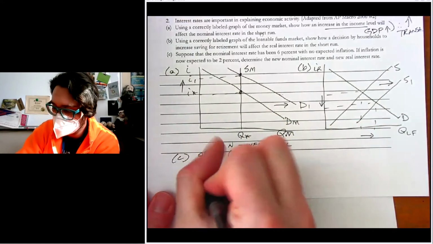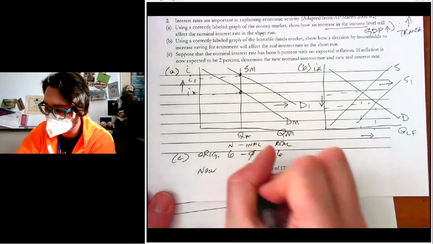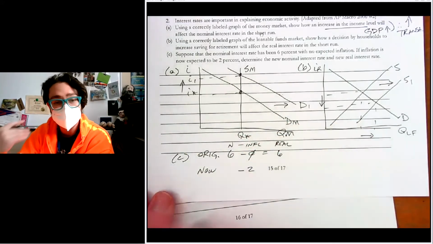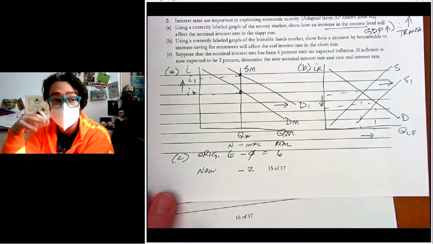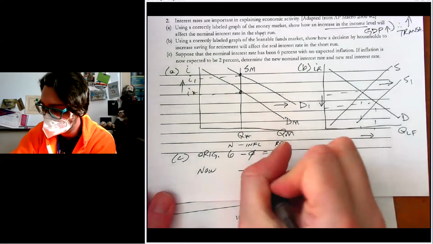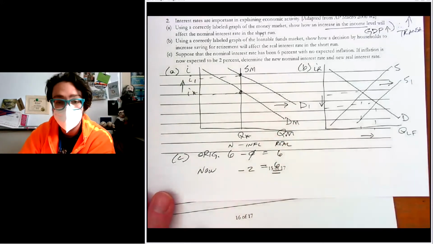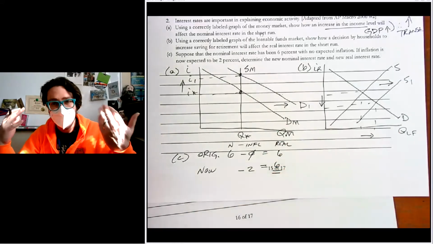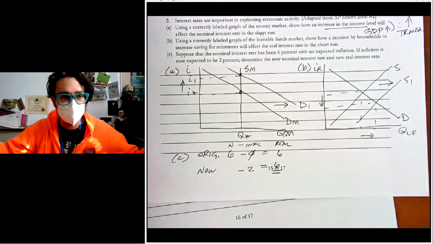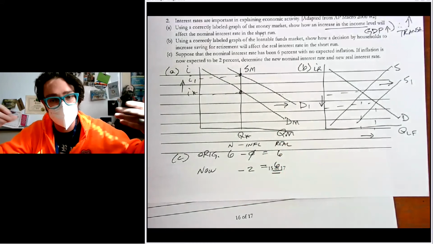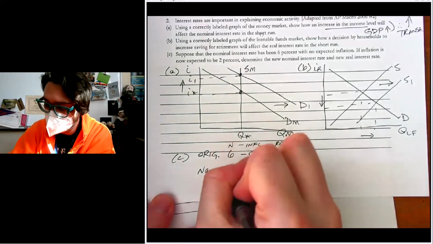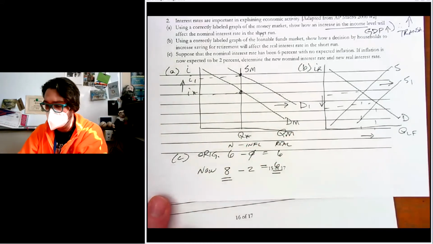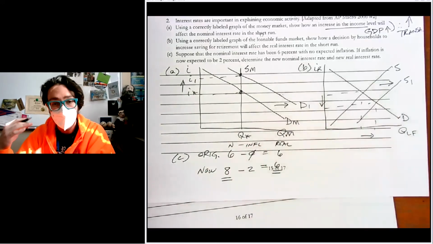Now it's telling us you're expecting 2, and if it's expected, then everybody's going to adjust to that. And so we'd want to keep the real the same, because everybody looks around and goes, well, it's expected to be 2%, so let's adjust everything to account for that. And so the new nominal would be 8, and the new real would be 6. And that's because, again, it's a change that's expected here.